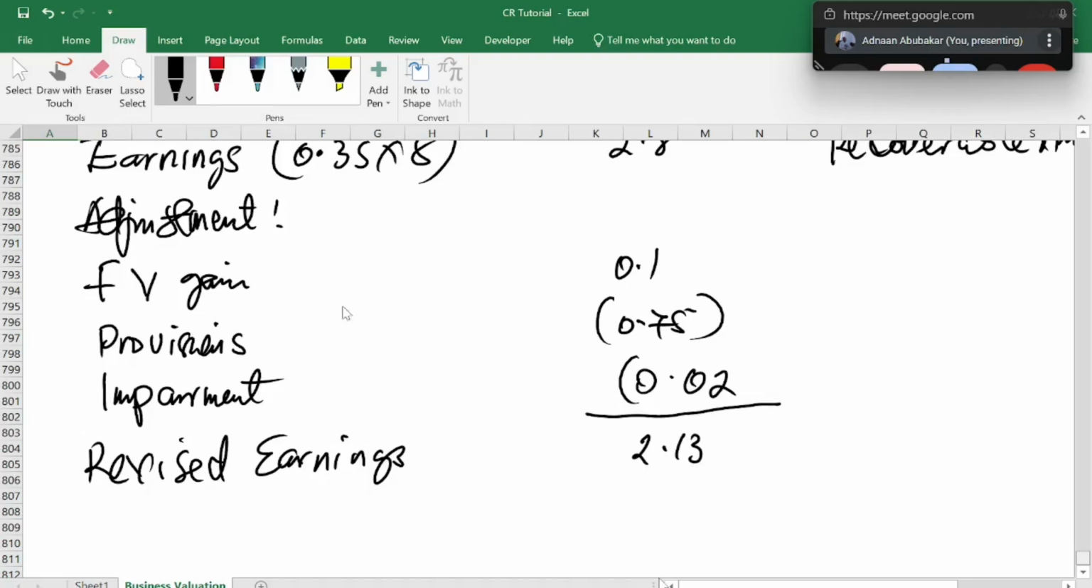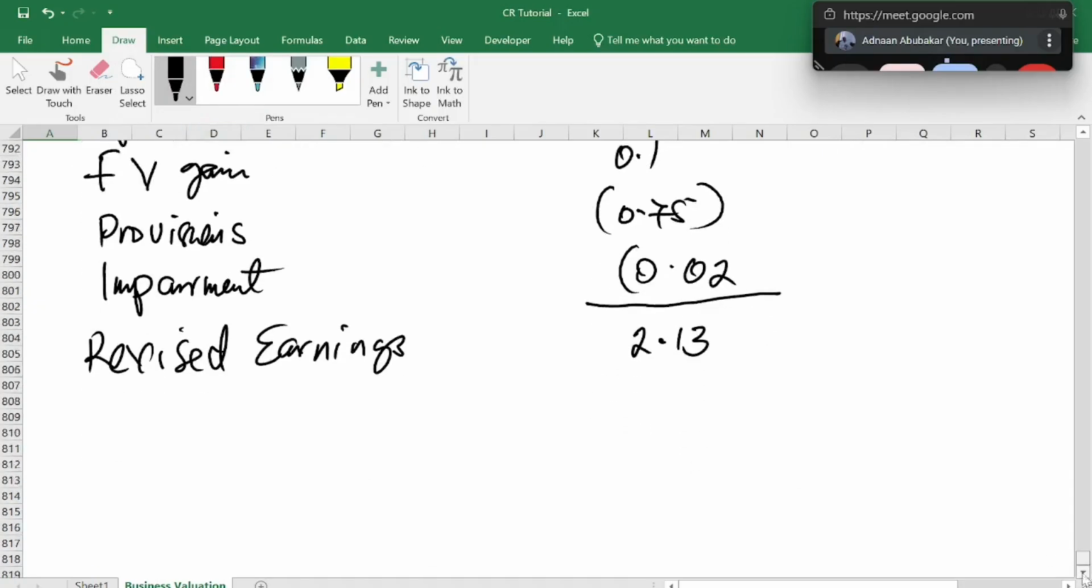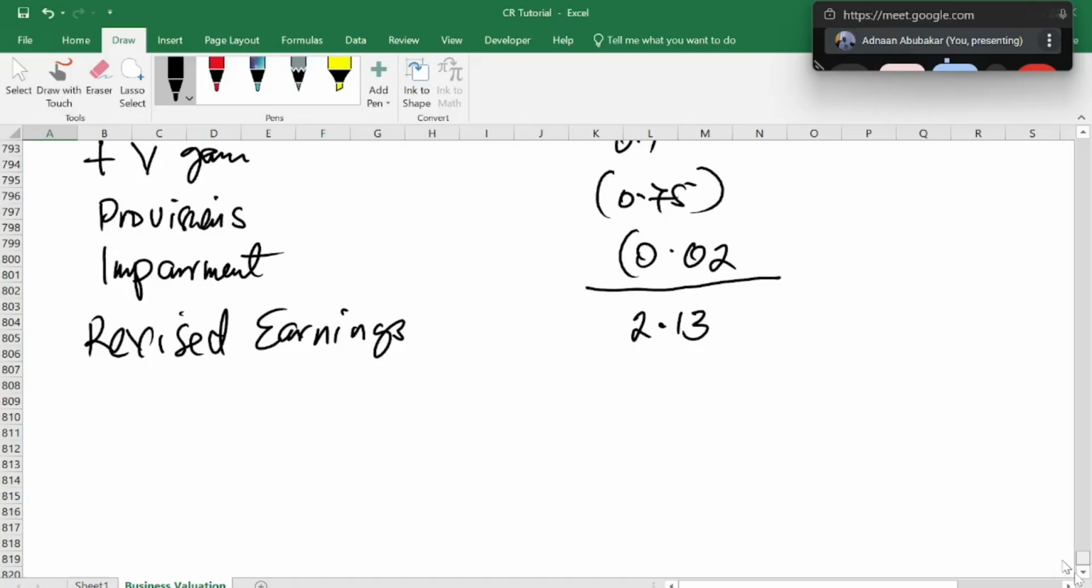2.13. So this becomes your total earnings, right? Now, when you look through the question, is there any preference dividend to be paid? No. If there's nothing, then you look at our shares. How much share do we have? 8 million, right? So we can now have our earnings per share to be how much?